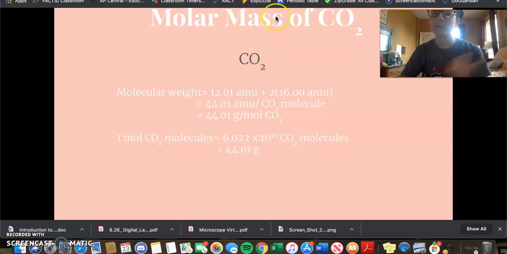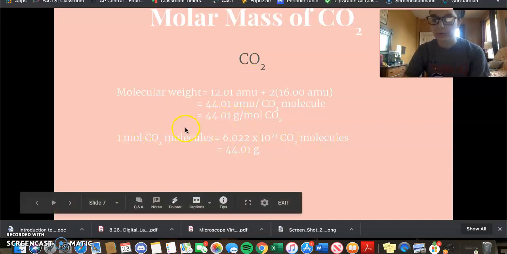If we want to find the molar mass of CO2, carbon dioxide, its molecular weight is going to be 12.01 AMU plus 2 times 16 AMU, so carbon and 2 oxygens, which is 44.01 AMU per molecule. If we had 44.01 grams of CO2, we would have 1 mole of CO2. So the molar mass is measured in grams or grams per mole. So 1 mole of CO2 would weigh 44.01 grams.